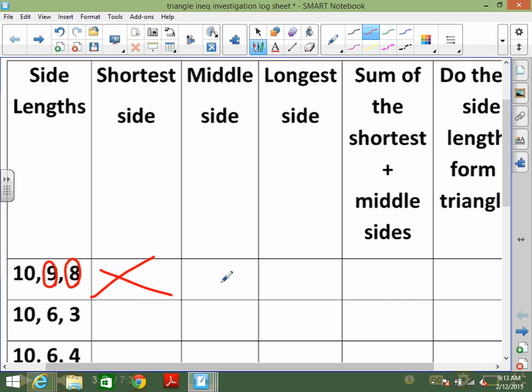So we're going to X these out. We're not going to use any of these boxes right here. Okay? So if we add 9 and 8, that gives us 17. Okay? Now, what's the last side that's left over that we did not use? Is 17 bigger than 10? So yes, it forms a triangle.